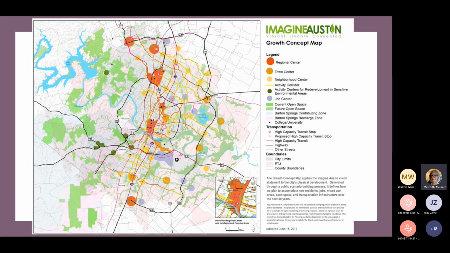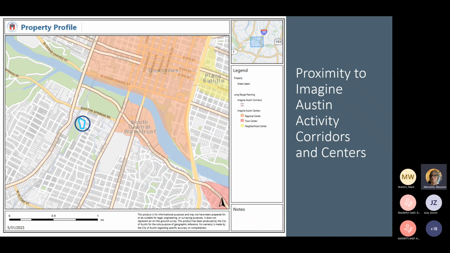This map is the growth concept map from the Imagine Austin Comprehensive Plan that shows regional centers, town centers, neighborhood centers, and activity corridors. So this map zooms in on the property and where it lies in relation to the activity centers and corridors. You can see South Lamar is an activity corridor. You have to the north in orange, the downtown regional center and South Central waterfront.